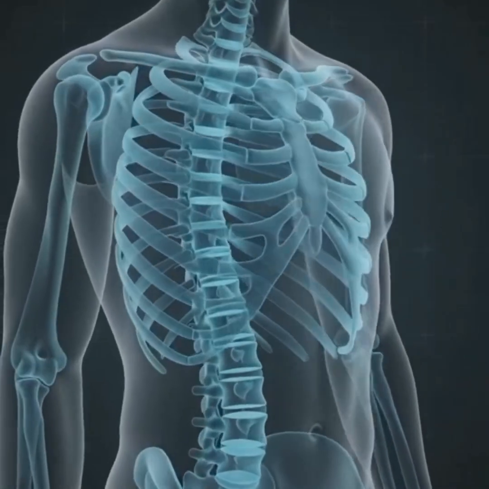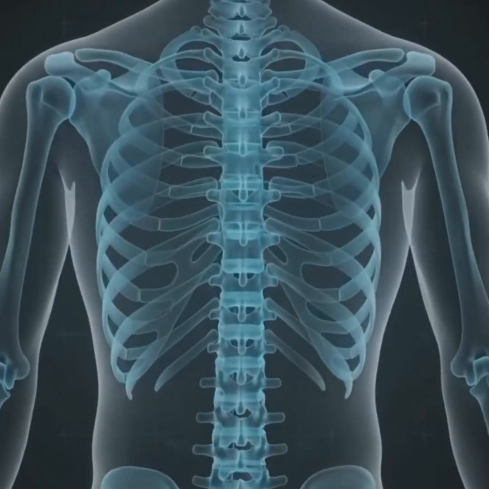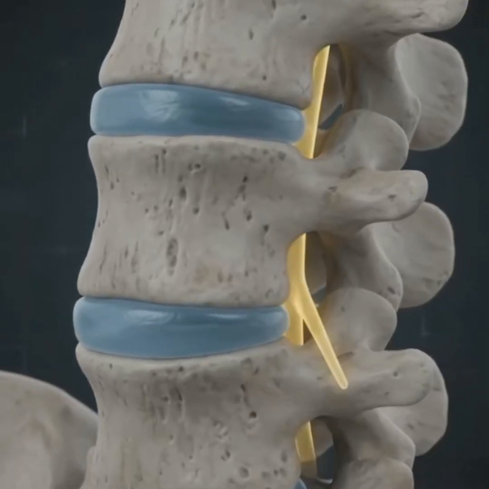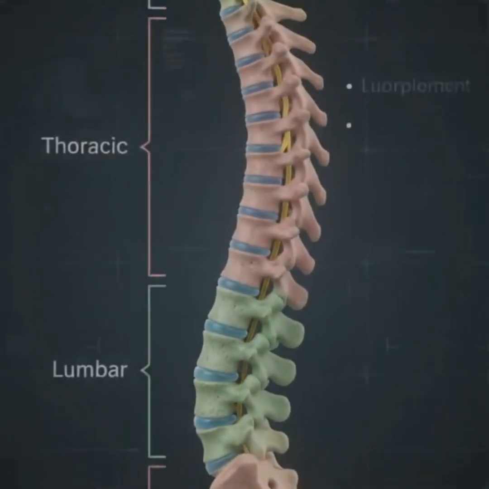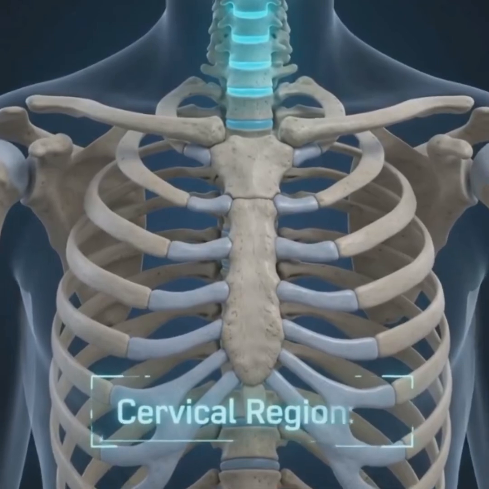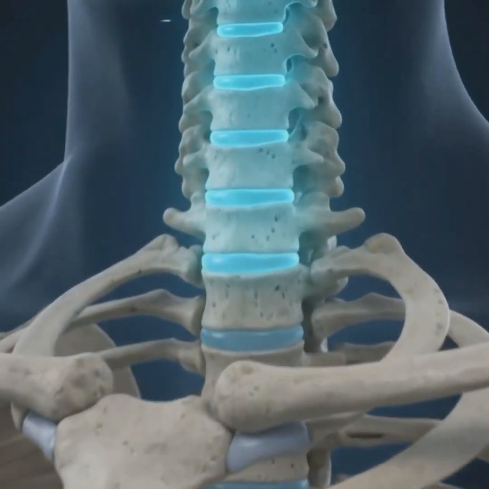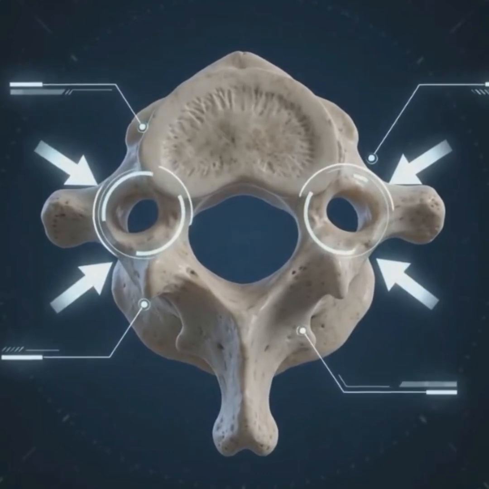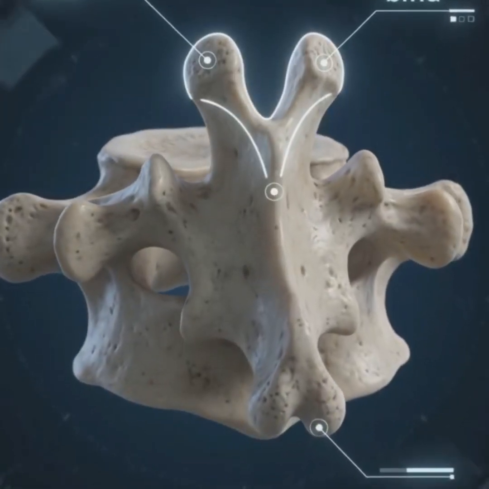The axial skeleton is the central core of the body. It consists of the vertebral column and thoracic cage, supporting the weight of the head and upper body. The cervical region of the spine contains 7 vertebrae. Designated as C1 through C7, they are the smallest in size. They feature transverse foramina and distinct bifid spinous processes.